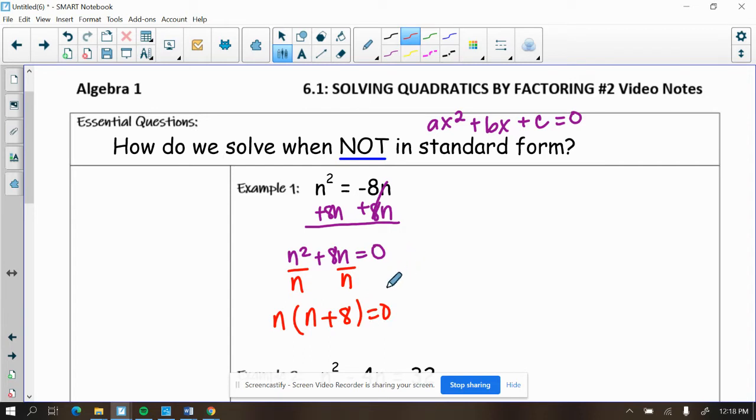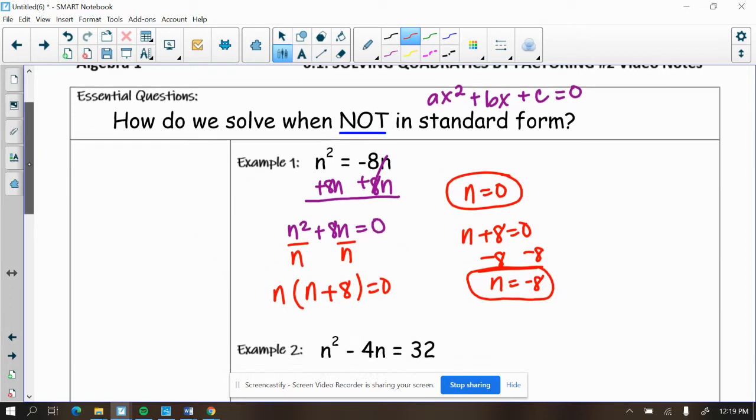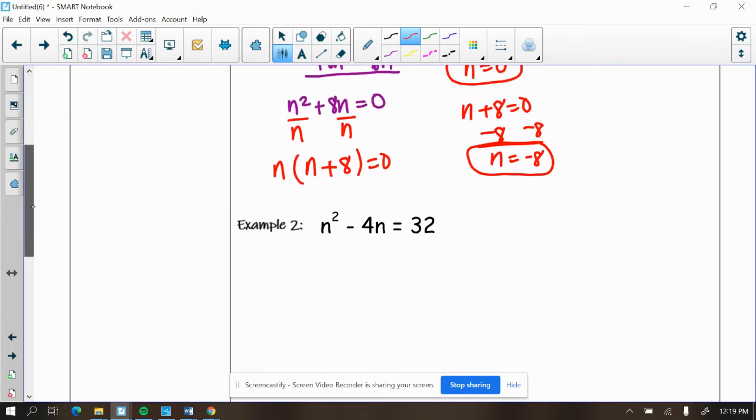Then once we're solving, we're going to say n equals 0, and then n plus 8 equals 0. Subtract 8, n equals negative 8. So our solutions for this one, or our zeros, remember, let's start calling them zeros so that we get used to it. Our zeros of our parabola are n equals 0 and n equals negative 8. All right, so that one was an easy one. Let's double check this one now.